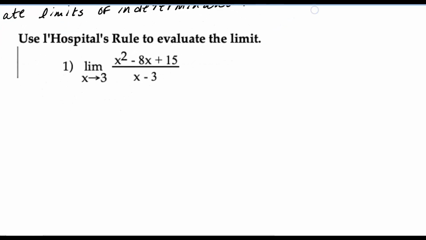Looking at this first example, it says use L'Hopital's rule to evaluate the limit. Now, what happens when I plug in 3 right there? Well, I get 3 minus 3, which is 0. I'm not even going to worry about the numerator, but if I plug in 3 in the numerator as well, I'm probably going to get 0 over 0, an indeterminate form. But at any rate, we're going to apply L'Hopital's rule. I always write an L and an H to signify that I have applied L'Hopital's rule, and that is to take the derivative of the numerator and the denominator.